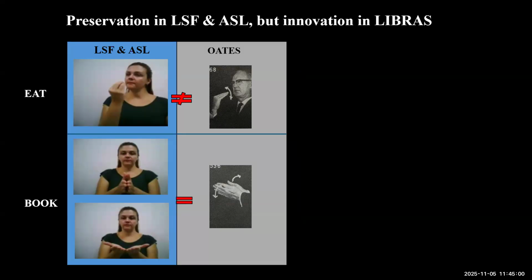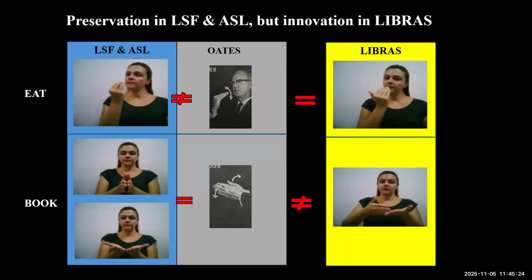So yes, we know there is some influence on Libras from LSF and ASL, and we see various examples here again on the slide. So for example, the sign for book. And if we compare this to the Oates dictionary, we see a different sign being used here for book, whereas we see the sign for eat is still the same. So Libras has maintained this sign for eat, but it has changed. And is this a borrowing in Libras, or is this something that already existed prior to this collection?